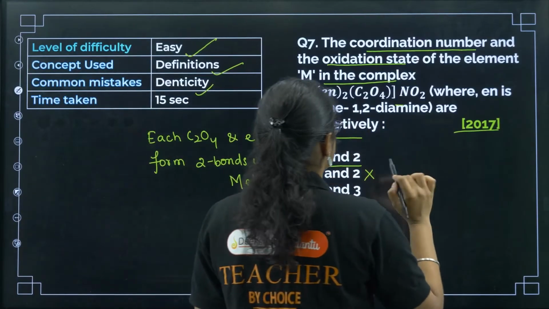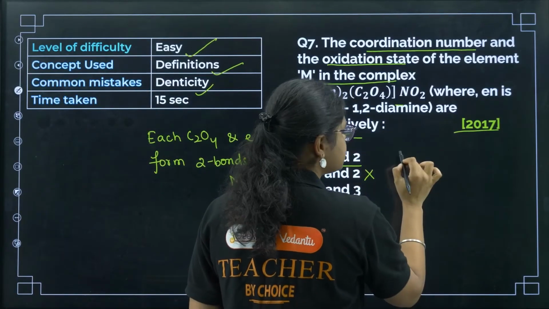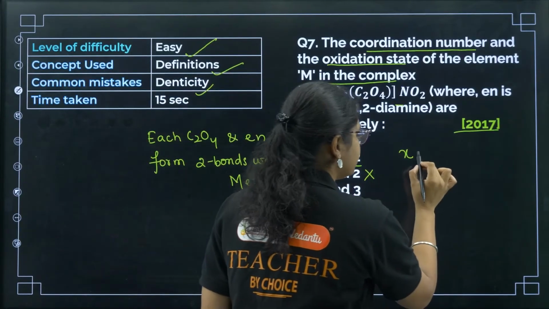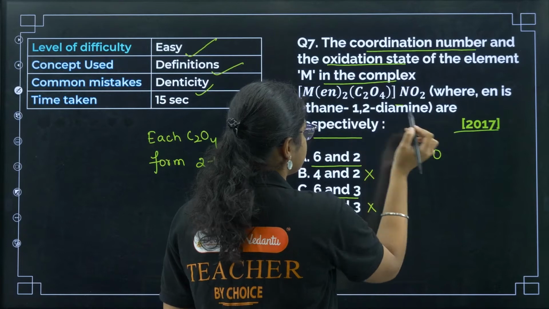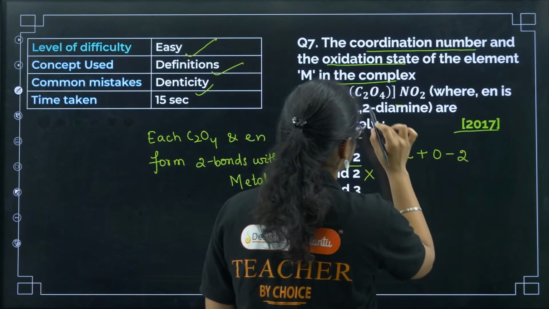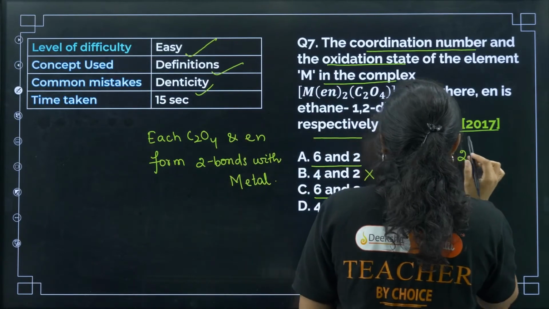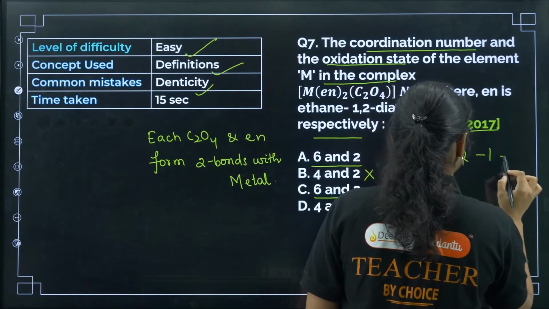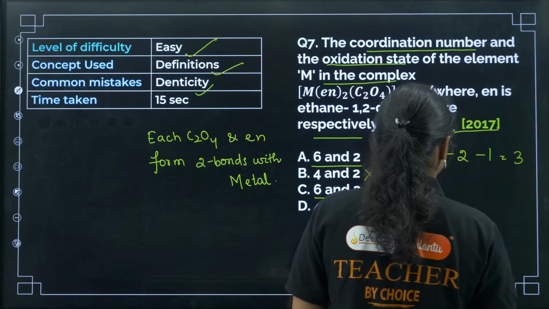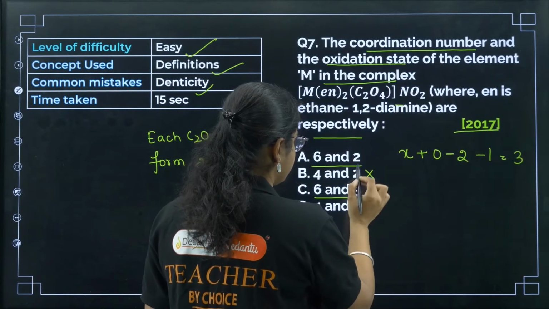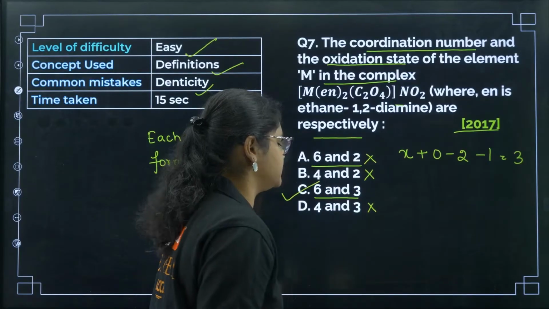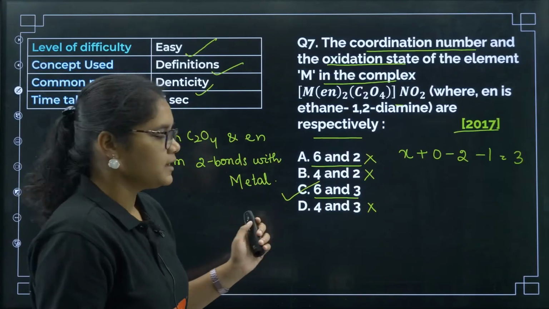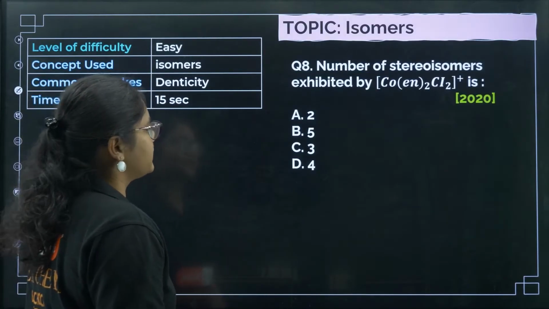Now let us calculate the oxidation state. Let the oxidation state of metal M be x. We need to find it for the metal. En is a neutral ligand, so its charge is 0. C2O4 has a charge of -2, and we have NO2 as -1. Now if I solve this, we will get 3, right? So the oxidation state here is 3, so this is also not the correct answer. Correct answer is option number C, that is 6 and 3. Clear?